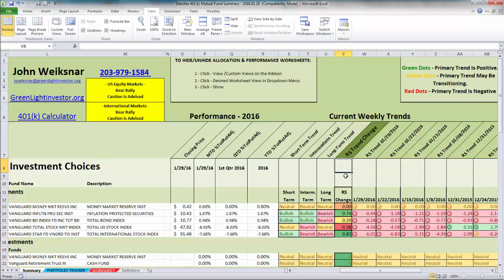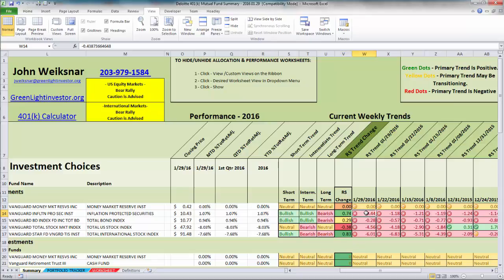Down column V, we have the relative strength change on a week-over-week basis. When you see a bright green light, those are the funds that have made the strongest moves on a week-over-week basis. And when you see the red light, that shows the funds that have moved the least on a relative week-over-week basis. Even though it's moved positive, it's moved less positive than the bright greens. So that gives you a general indication as to which ones made the biggest moves on a week-over-week basis.